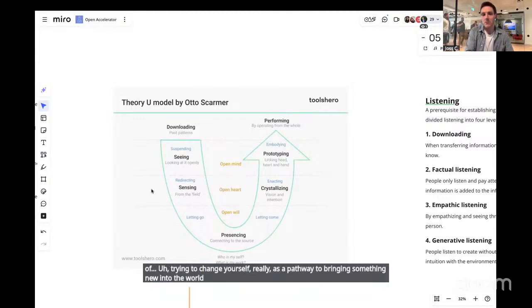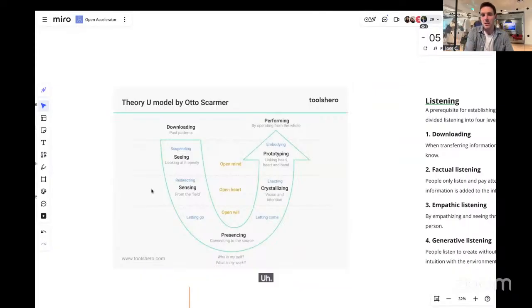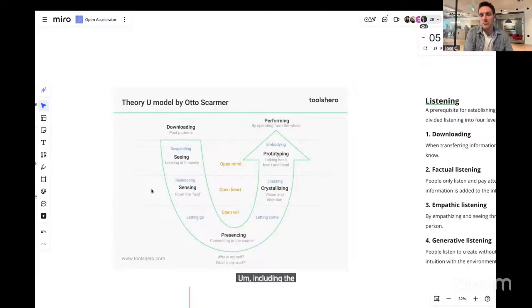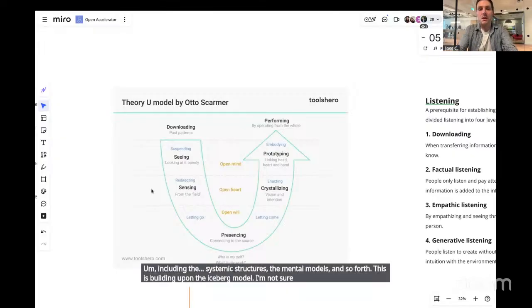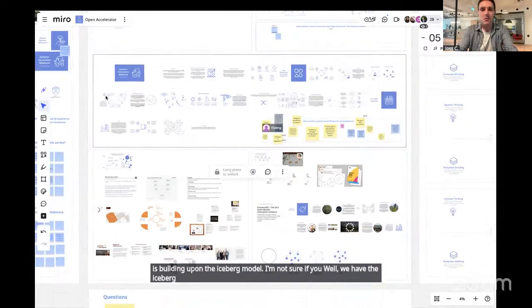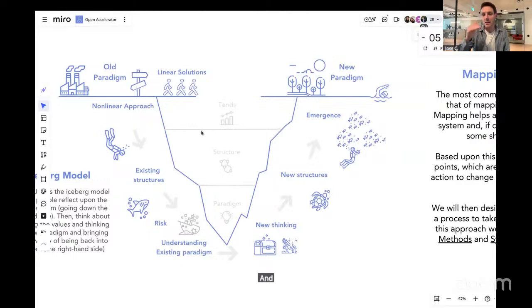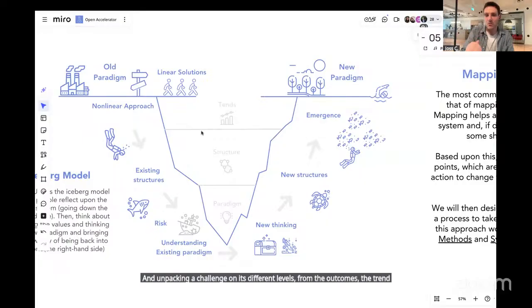So a lot about the awareness section, but it starts on the left where you're trying to download the past, which is essentially understanding what exists already, including the systemic structures, the mental models, and so forth. And this is building upon the iceberg model. I'm not sure if we have the iceberg model up here. So here is the iceberg model, unpacking a challenge on its different levels from the outcomes to the trends, to the systemic structures, mental models.